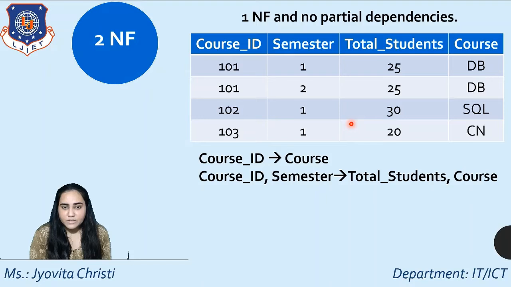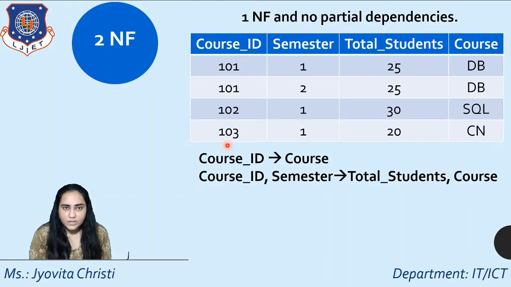Now a functional dependency basically is where you say course ID determines course. So when I say that the course ID 101 determines the course DB, then that's a functional dependency because 101 always comes with the course DB, or you can say DB always comes with the ID 101. So this is an example of a functional dependency. You can see in the second row also there's 101 which comes with DB. And then there is 102. 102 comes with SQL and 103 comes with only CN.